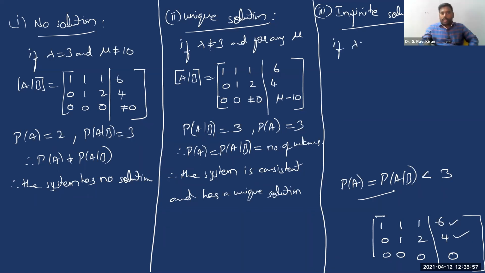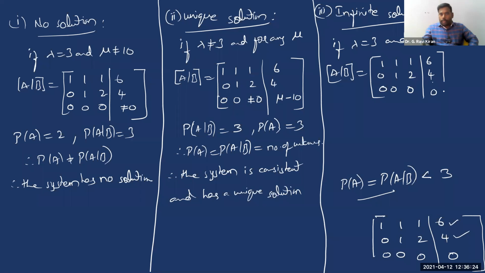So in case you take lambda equal to 3 and mu equal to 10, then see what happens to this augmented matrix. AB is equal to 1 1 1 6, then 0 1 2 4, and then the last row is 0 0 0. When you take lambda equal to 3, this becomes 0, and if you take mu equal to 10, even the last element is 0 here, right? So this is now your new augmented matrix.